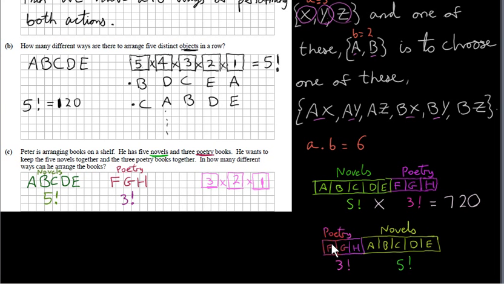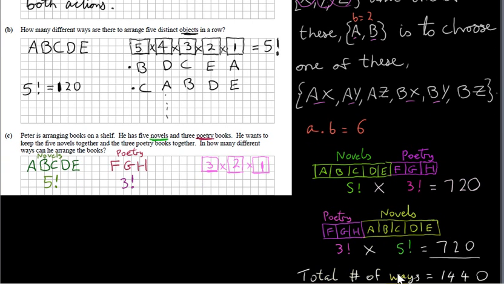Here is the other arrangement. This is where he keeps his poetry books to the left of his novels on a shelf. So we apply the fundamental principle of counting here. There are 3 factorial ways to arrange the poetry books and 5 factorial ways to arrange the novels. So by the fundamental principle of counting, there are 3 factorial multiplied by 5 factorial ways of doing both actions, and that's 720.